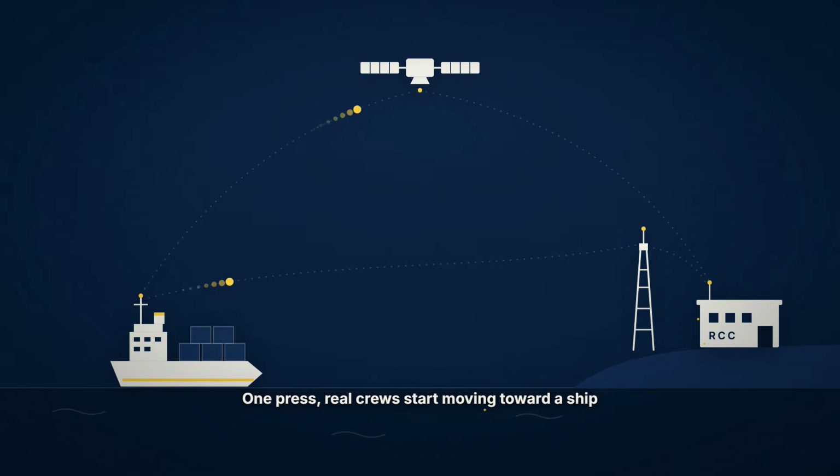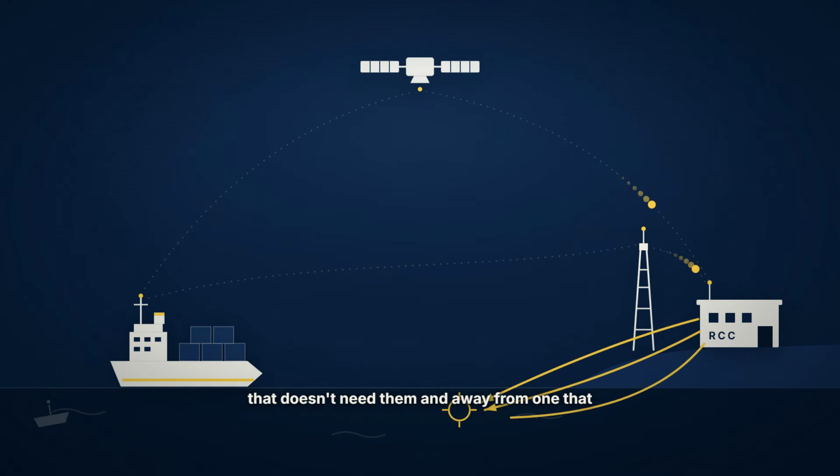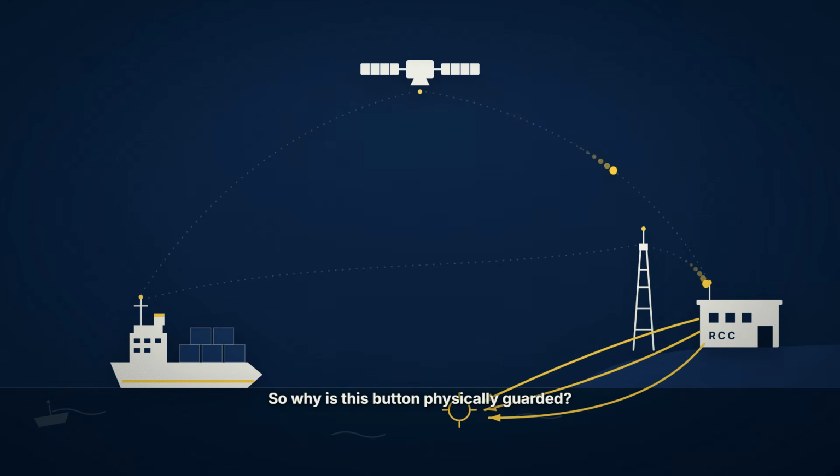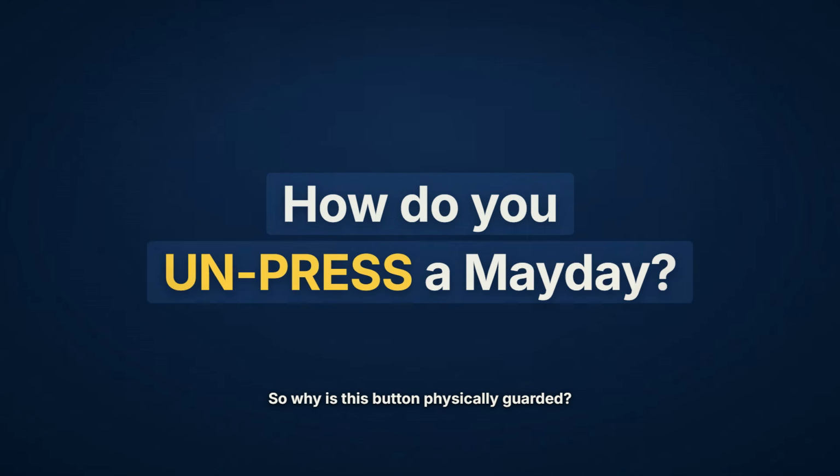One press. Real crews start moving toward a ship that doesn't need them and away from one that might. That second ship is the price, because every alert draws a response. Rescue authorities can't assume it's false. So, why is this button physically guarded? And if it's ever pressed by mistake, how do you unpress it?